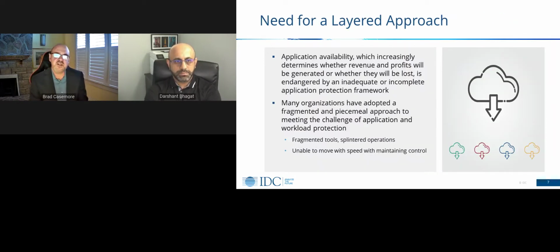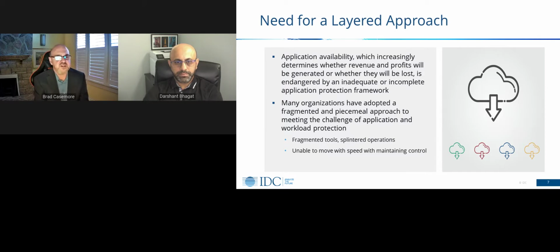This really occasions a need for a more layered approach to protections. I think that's understandable in terms of the foregoing part of this presentation. Application availability, we talked about the importance of these applications, but this availability increasingly determines whether revenue and profits will be made for your organization, and whether they'll be lost, or whether you'll see reputational harm done to your organization as a result of an exploit or an attack or a vulnerability that leaves critical information, often sensitive information, exposed.